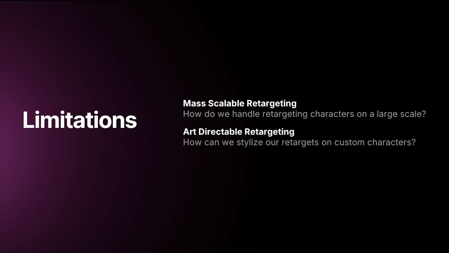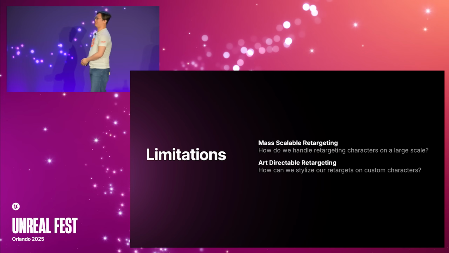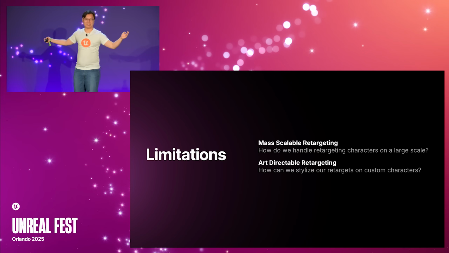Let's talk about the limitations. Right now, the limitations are mass scalable retargeting. How do we handle retargeting characters on a large scale? Not just the characters themselves, but across hundreds or thousands of characters. How do we do it to where we could eventually have what I call one retargeter to rule them all? All right? You don't want to deal with so many retarget assets. You just want maybe a couple or maybe even just one, right? That you can just switch and flip and work accordingly.